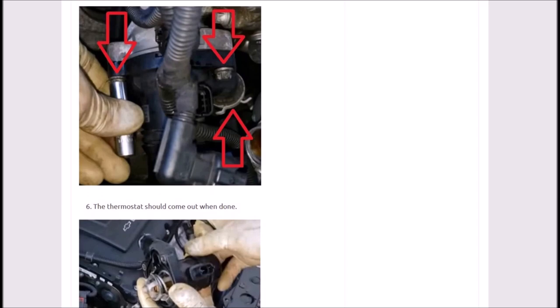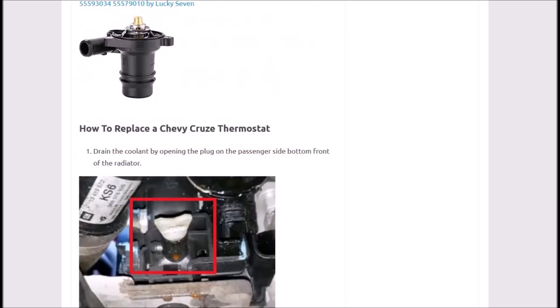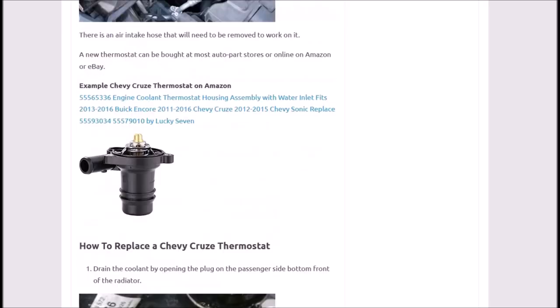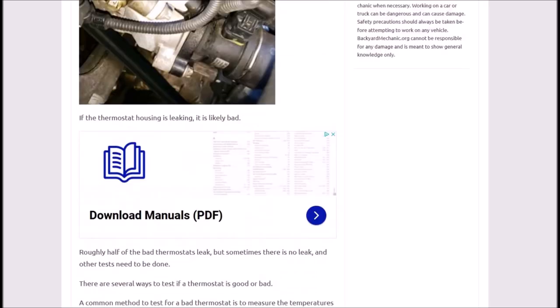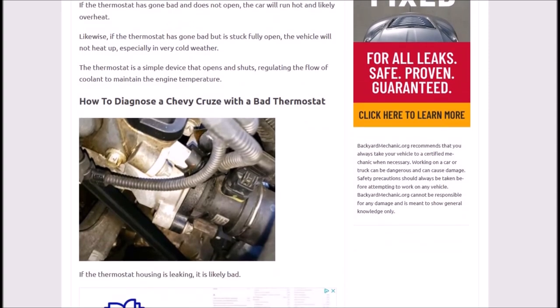So it's pretty simple. Many do-it-yourself mechanics can change out a thermostat. Of course, if in doubt, take it to a professional. But that's basically it. I just wanted to give a basic overview of what you can do if you have a Chevy Cruze and you think you have a bad thermostat.